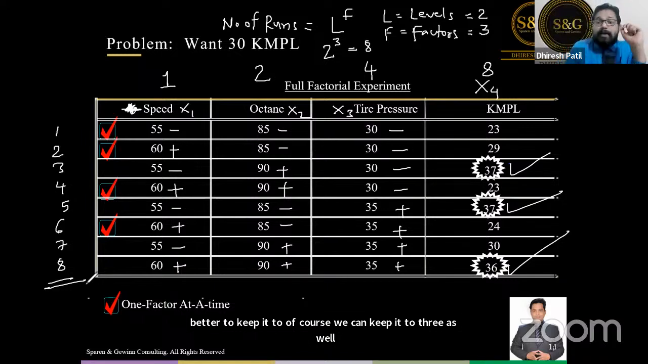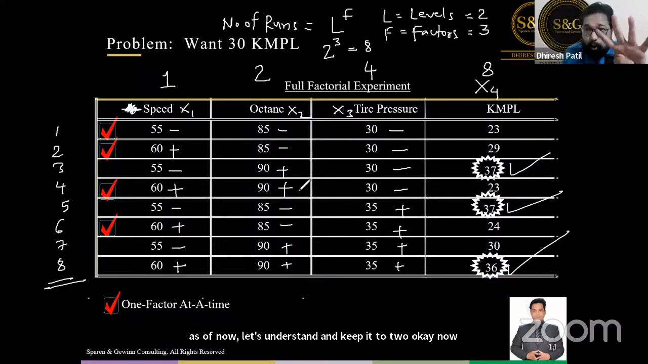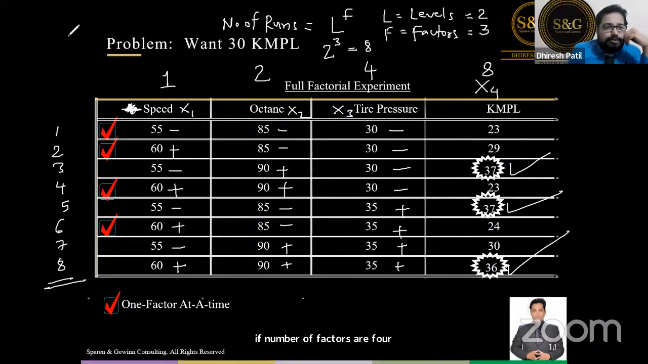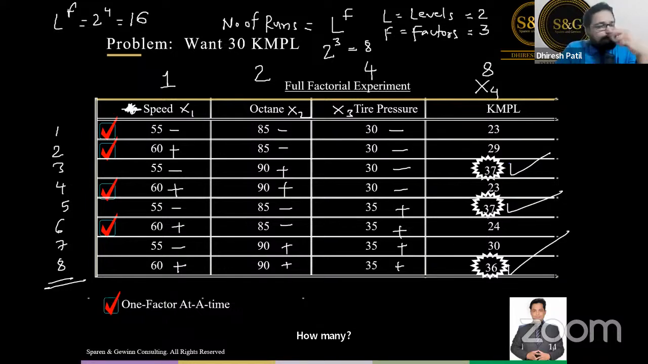Okay. Now, if the number of factors is 4, what will be the number of runs? Type in the chat box. So it will be L raised to F. 2 raised to 4 will be how many? Everybody, 16 runs. Absolutely right. Instead of 8, it will be 16 runs.